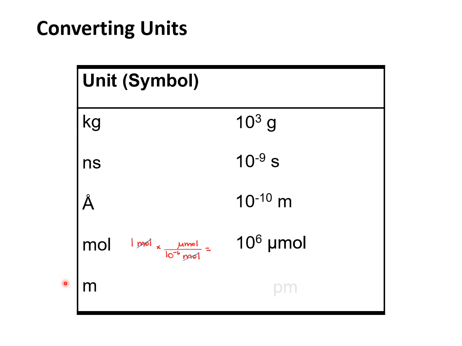Similarly, if we want to go from meters to picometers, using the same technique of dimensional analysis, starting with 1 meter, we know that 1 picometer equals 10 to the minus 12 meters. So we would divide by 10 to the minus 12. Keeping track of our units, we see again that the meters cancel, leaving us with units of picometers, which is what we want. So dividing by 10 to the minus 12 gives us 10 to the plus 12 picometers in 1 meter.